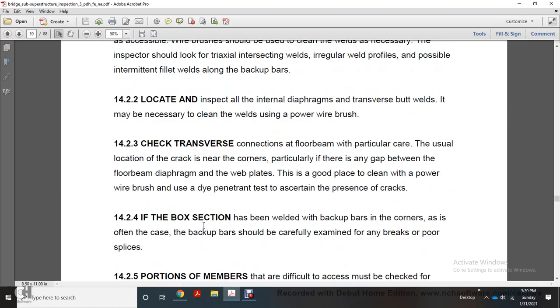Check the transverse connection of the floor beam, taking particular care at the usual crack location near the corner, particularly any gap between the floor beam, diaphragm, and web plate. Clean with the power wire brush for the dye penetrant test, which is certain to show the presence of a crack.